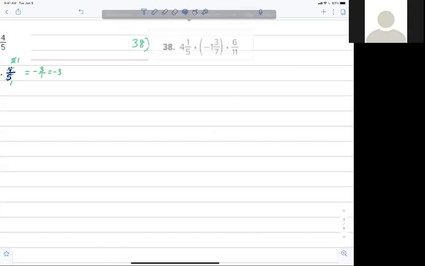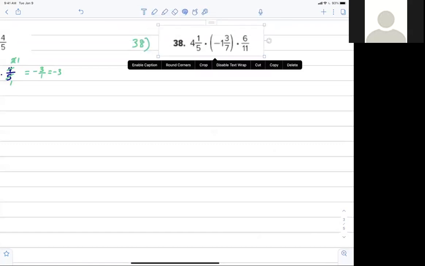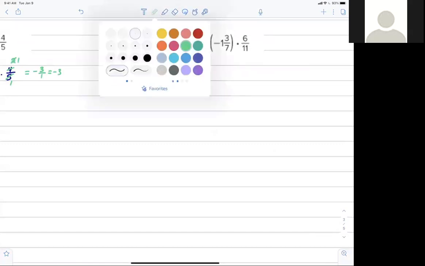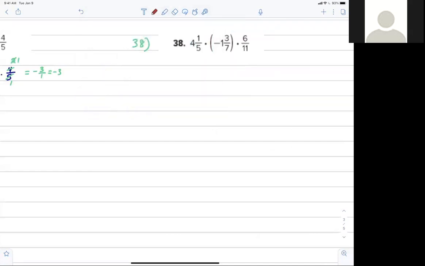First, we're gonna start by making each of the mixed fractions into an improper fraction. That means the problem will now turn into 21 over 5 times negative 10 over 7 times, well, just 6 over 11.